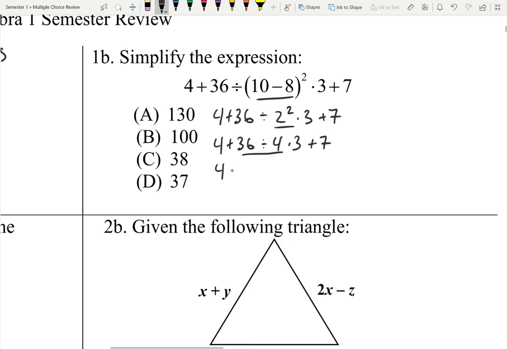36 divided by 4 is 9, plus 9 times 3 plus 7. We're going to multiply. 4 plus 27 plus 7. Well, 4 and 27 makes 31, plus 7 makes 38.